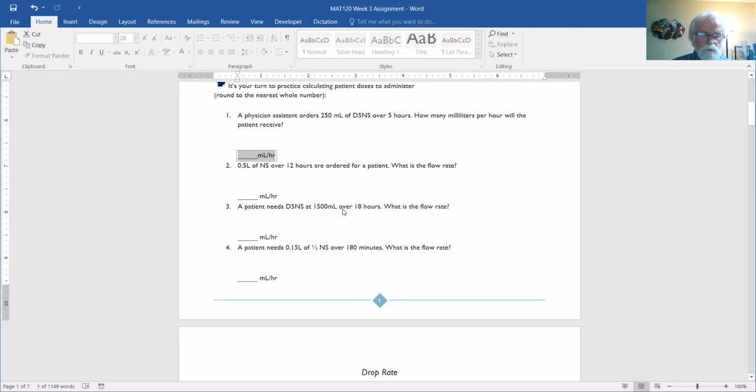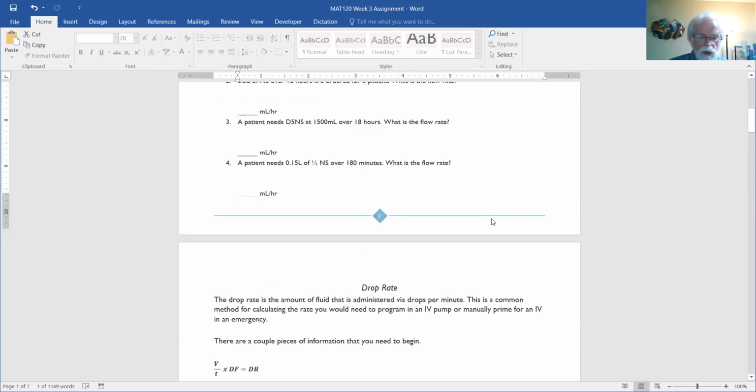D5NS is dextrose 5% in normal saline. So it's 5% dextrose and 0.9% sodium chloride. This is a standard IV solution that we give to patients.